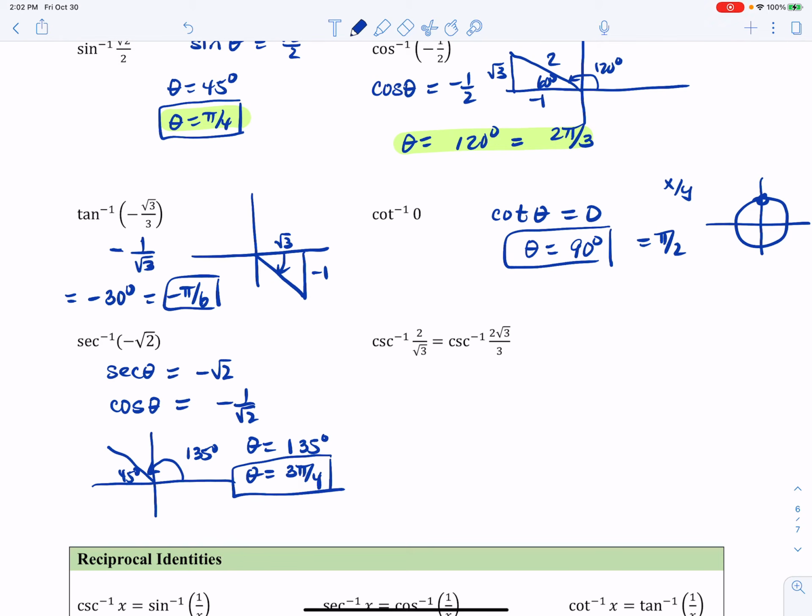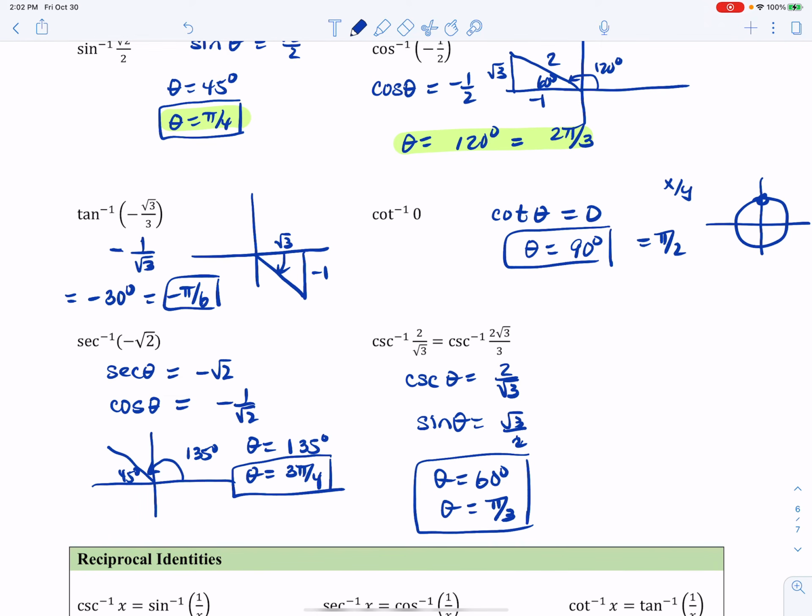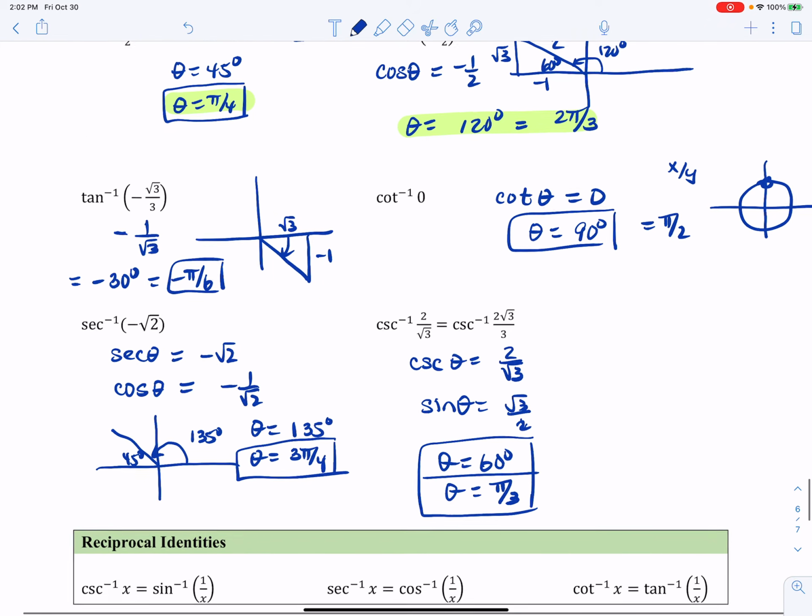Okay, one more. Cosecant inverse. Again, cosecant is the reciprocal of sine, right? But I have to write out the steps first. So cosecant of theta is equal to 2 over root 3, I'm going to pick the first one, because then that automatically means that sine of theta is root 3 over 2. And just by eyeballing that, hopefully you know that that's the special angle 60 degrees, which could also be written as pi over 3.